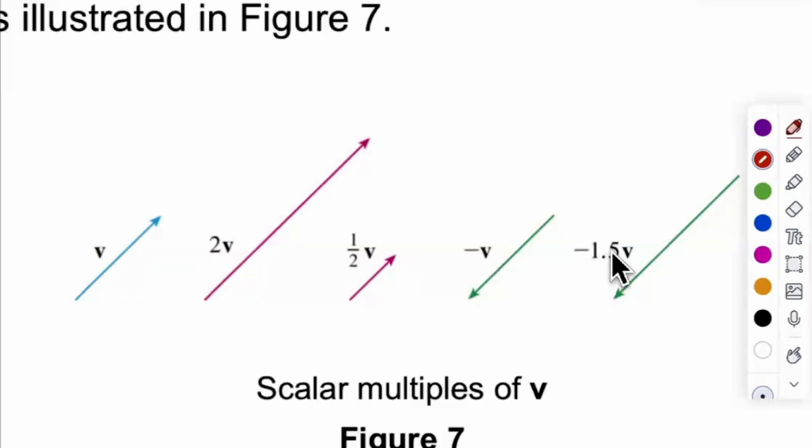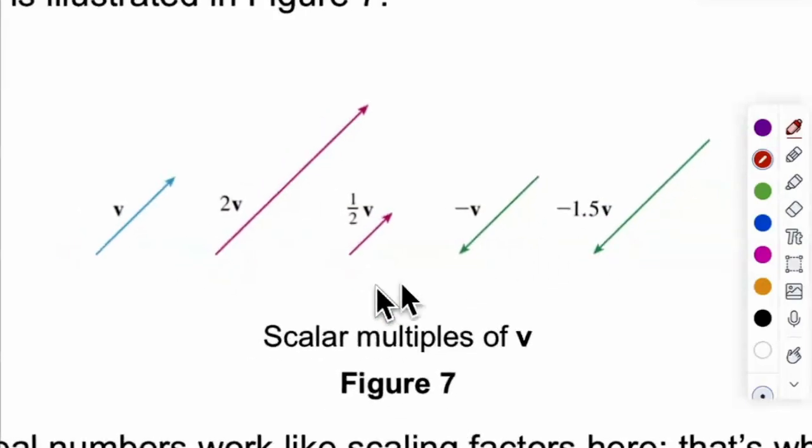And similarly times -1.5. Now you can see what happened to those numbers. What does it do to the vector?